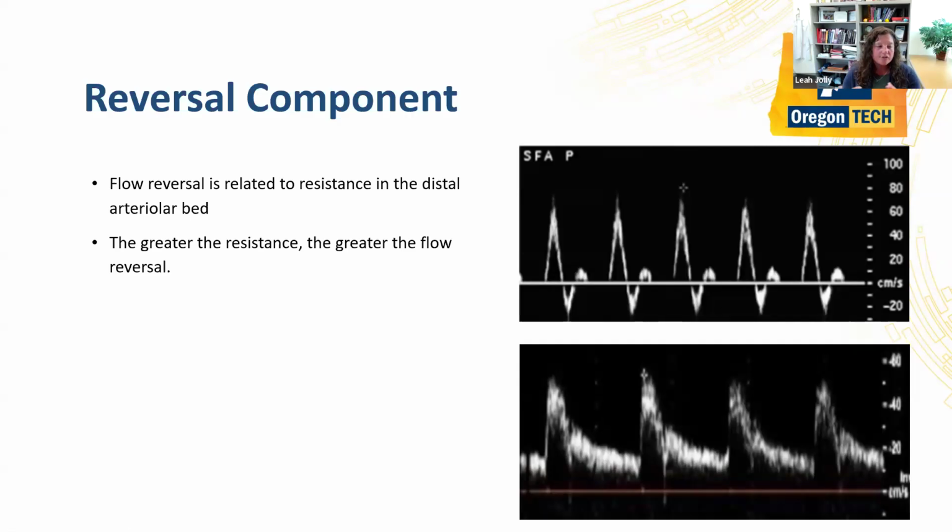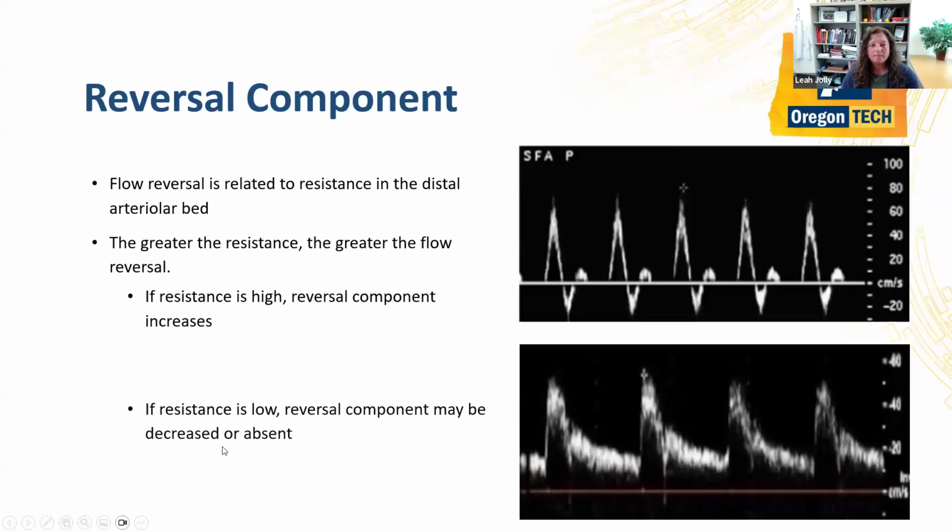So I mentioned before that the arterioles are the things that actually control what's happening as far as resistance goes. So here we have this flow reversal, right? The greater the resistance, the greater the flow reversal. This vessel is experiencing a lot of resistance because we've got that sharp peak here and a flow reversal. So if resistance is high, the reversal component increases in a normal situation. If resistance is low, such as here where we've got forward flow throughout the cardiac cycle, the reversal component may be decreased or absent.